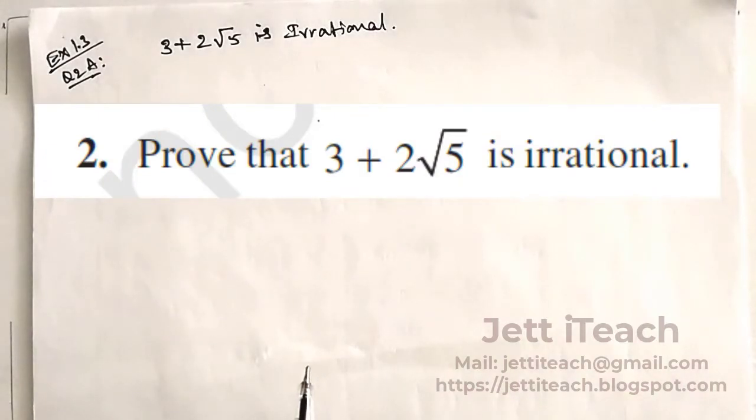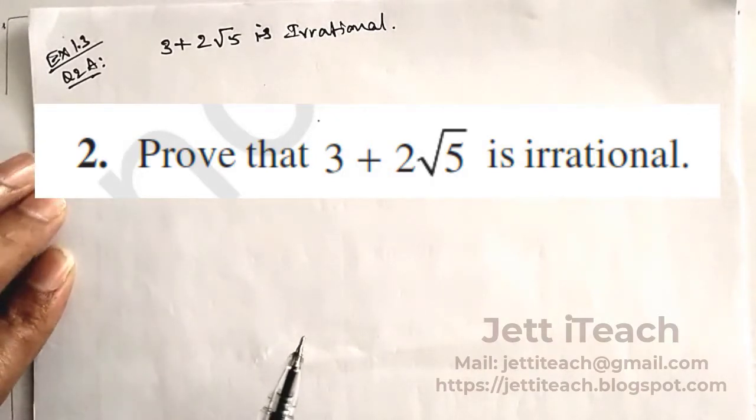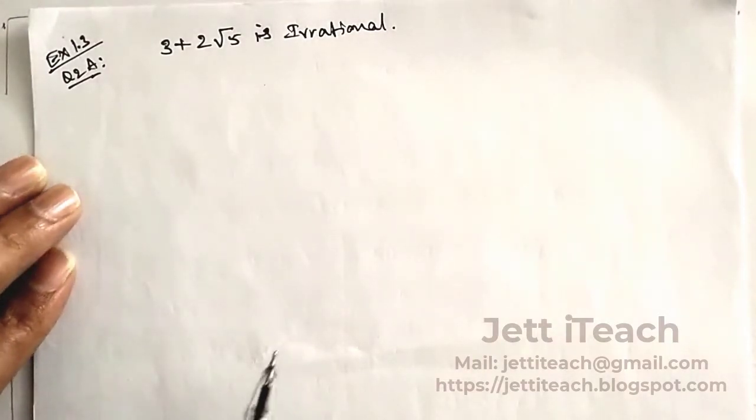Exercise 1.3, question number 2. Prove that 3 plus 2 root 5 is irrational. Okay, we need to prove 3 plus 2 root 5 is irrational.